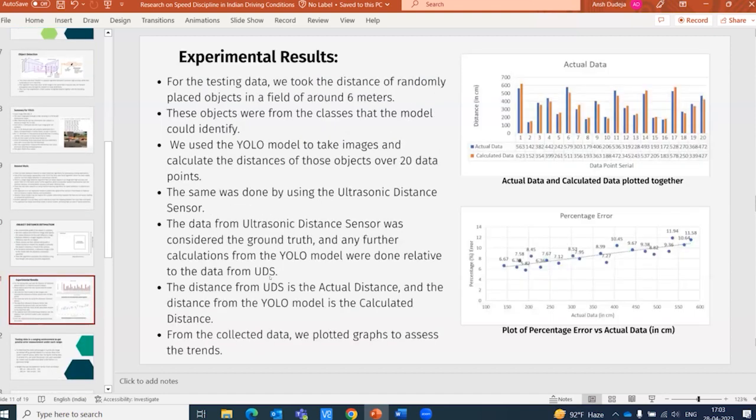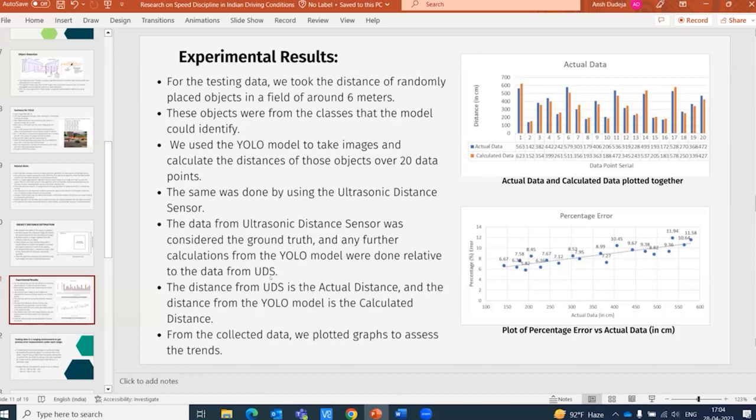We have also done some experimental work and calculated errors in our model. For testing the data, we took the distance of randomly placed objects in a field of around 6 meters, as our current driving conditions allow us to maintain only so much distance from the car in front of us. These objects were from the classes that the model could identify. We used only the YOLO model to take images and calculate the distance of those objects over 20 data points. The same was done using an ultrasonic distance sensor to establish the ground truth, but that will not be part of the future model.